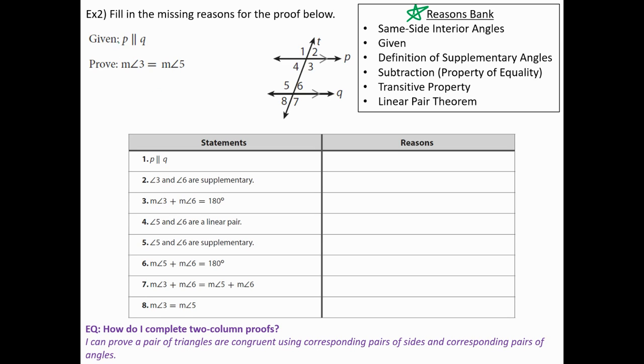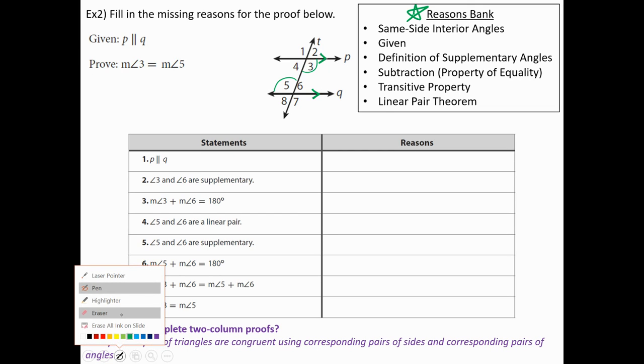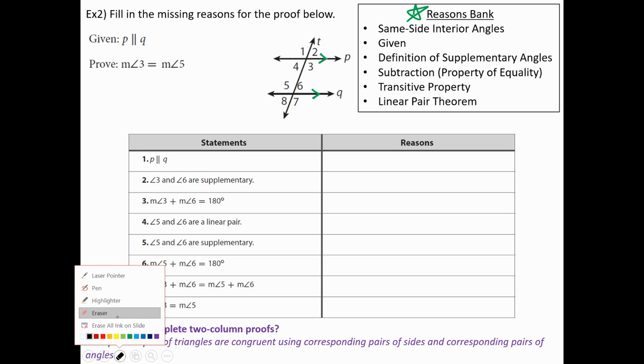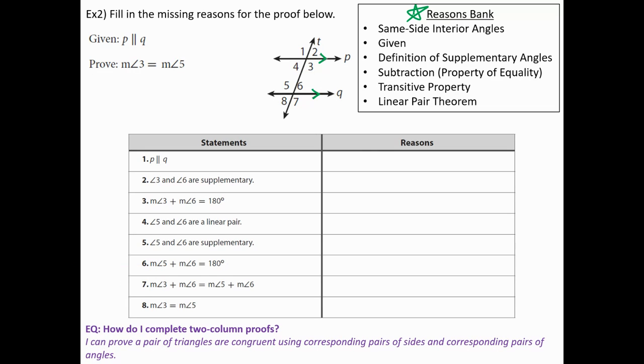All right, so we're given that P is parallel to Q, and they even marked it on our diagram for us right there. P is parallel to Q. And we're supposed to prove that the measure of angle 3 equals the measure of angle 5. So we want to know that this one is equal to this one. And I just marked that, but I'm going to erase it because we don't know that it's true. We want to prove that it's true. So we need to show it some other way.